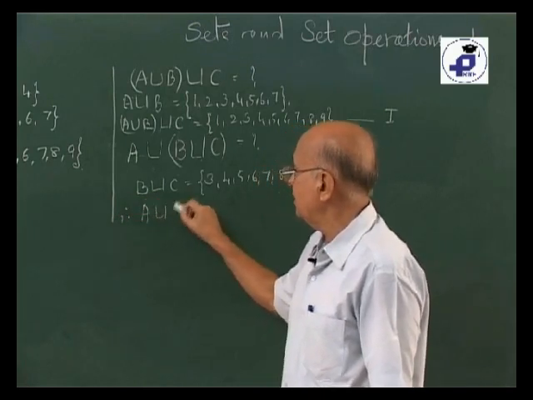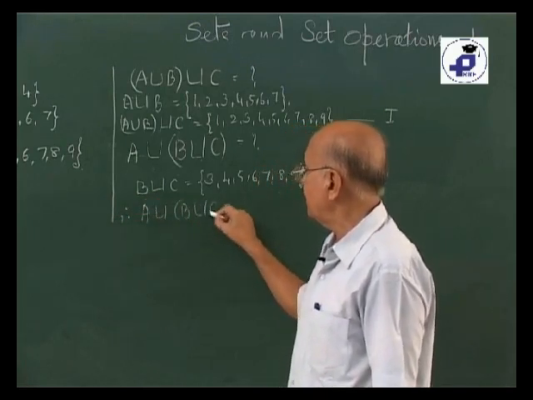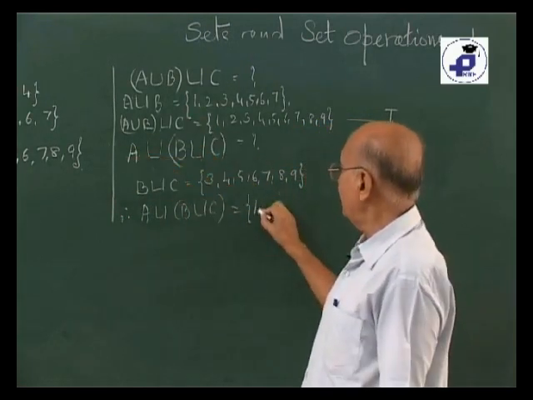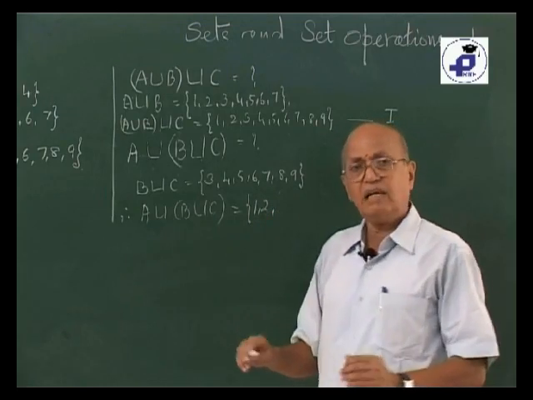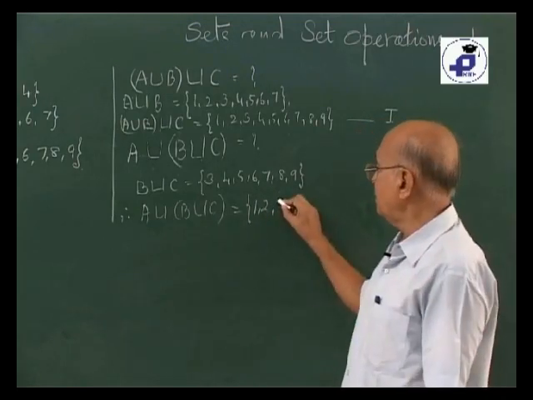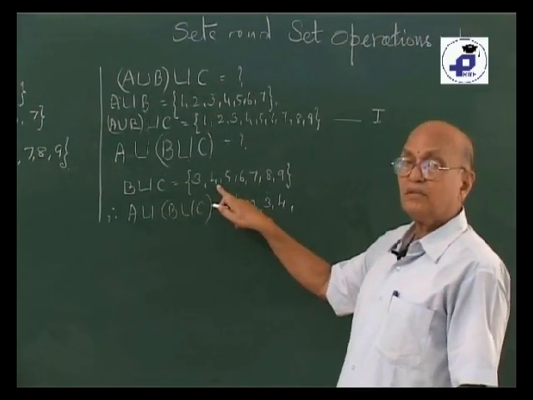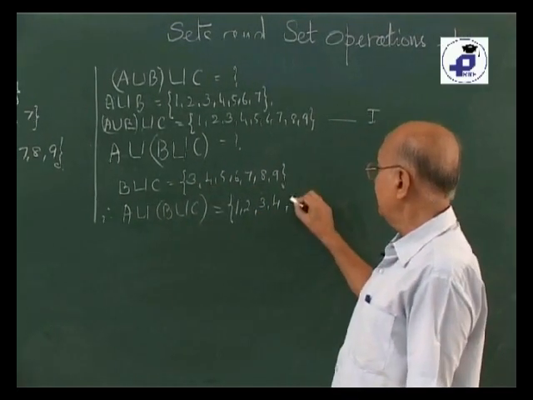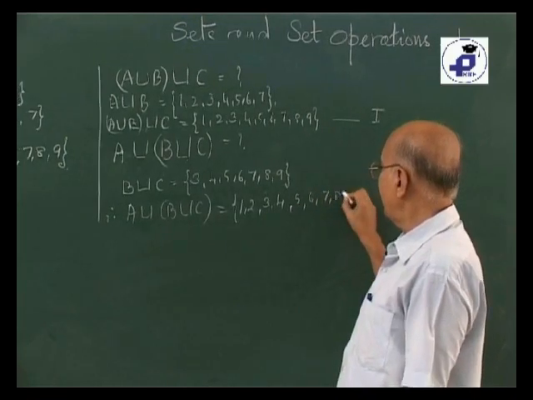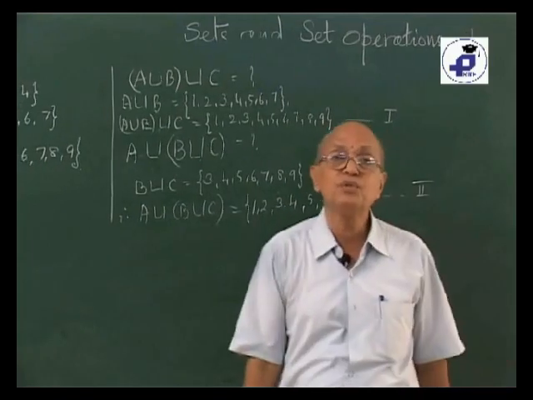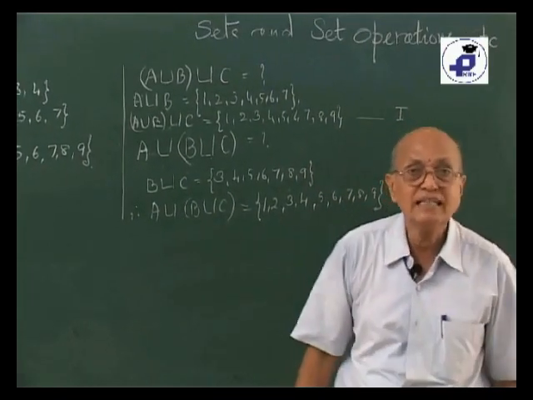therefore A union (B union C) is equal to, I will write A, I have 1, 2, 3, 4, then B union C, 3, 4 already there, 3, 4, 5, 6, 7, 8, 9. This is the second result. Now, I want you students, look at the result now.